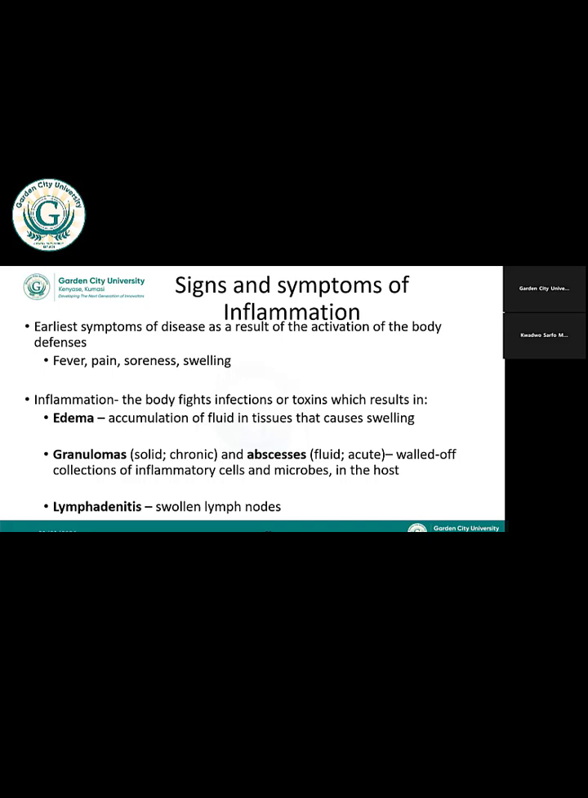Sometimes the lymphatic system becomes affected. So this affects how the extra fluids are filtered from the bloodstream. So you can have lymphadenitis, swollen lymph nodes as a result of these inflammations.